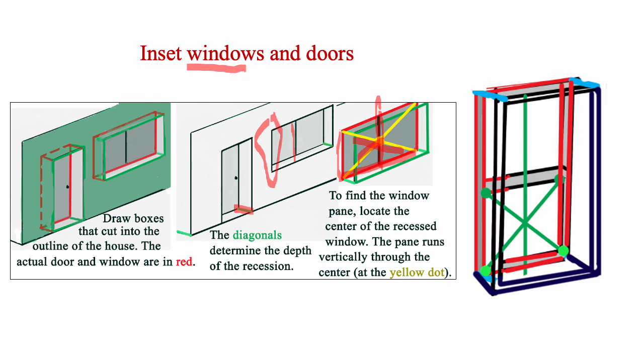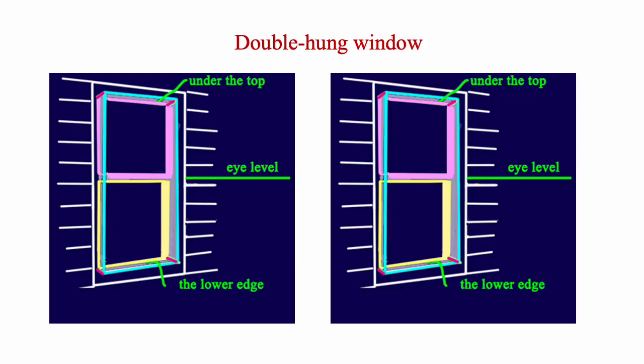Now, I drew the window here, and this part is the part that we don't see, and we have to draw that in order to find the true window so that we can find the diagonals and the center of the window so we can put in the window pane properly. So if you want to increase the recession, you increase these lines and you move this window pane over further to the left.